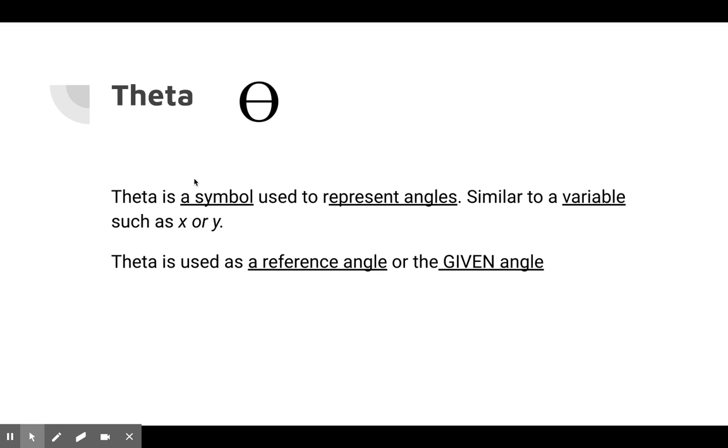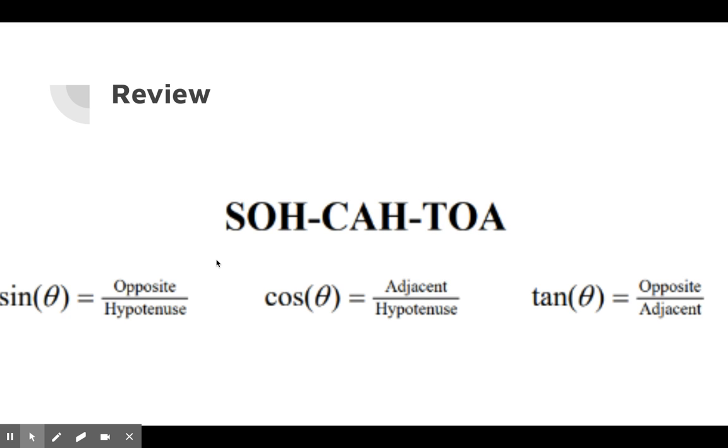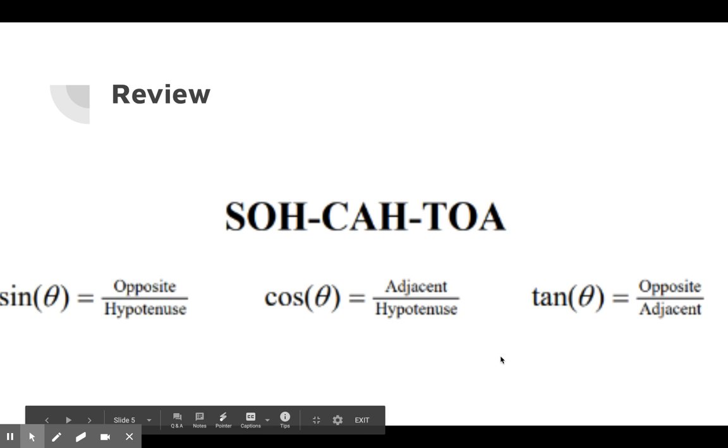Okay, so once again, a refresh: theta is a symbol used to represent angles, similar to a variable such as x or y. Theta is used as a reference angle or the given angle. Since in this lesson we're finding angles, theta will always be present. Theta is our variable. So just review sine, cosine, and tangent. SOH CAH TOA: sine theta equals opposite over hypotenuse. Cosine theta equals adjacent over hypotenuse. And tangent theta equals opposite over adjacent. That's what we talked about in 8.3 already.